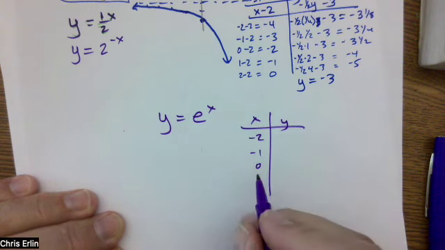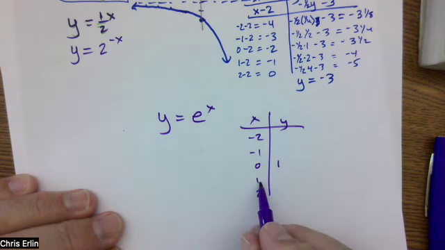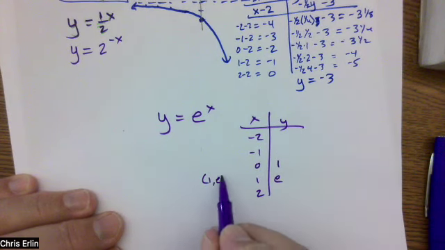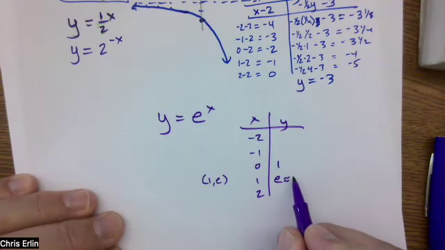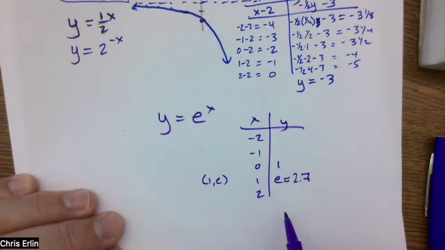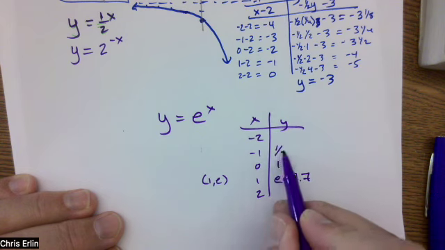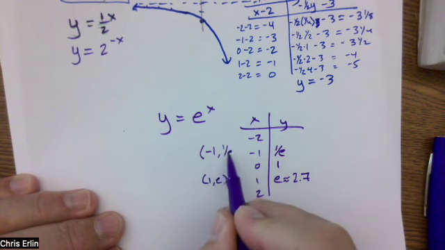Yeah. What happens at 0? If I put in a 0 here, what's e to the 0th? 1. And what's e to the first? E. So when I'm labeling the point, I'd want to label this 1 comma e, but realistically, I'd put it on about 2.7. -1 would be 1 over e. That's the exact value. So when I label it, I'd want to put -1 comma 1 over e.